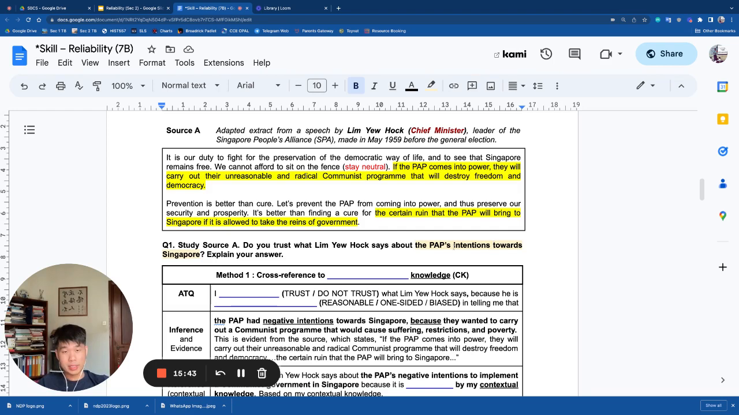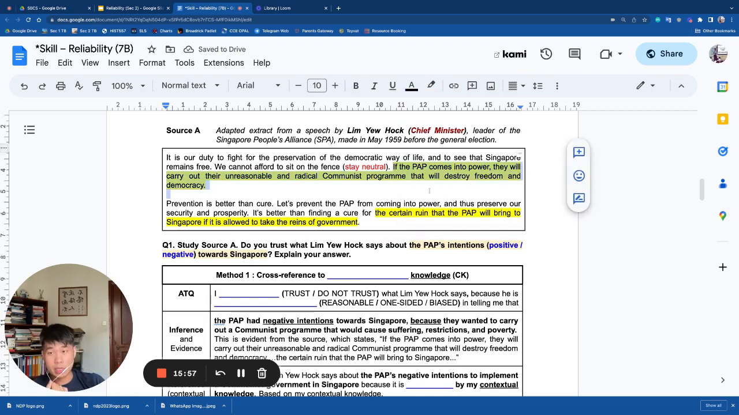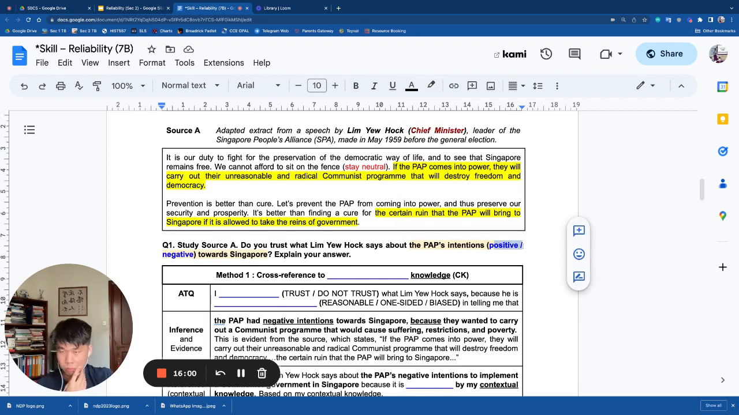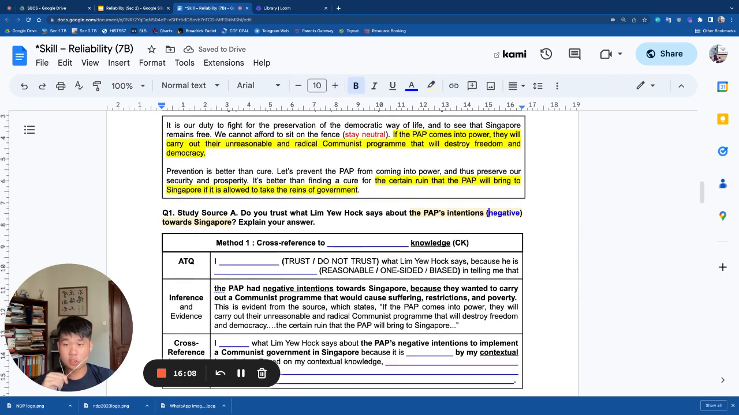So, what are the PAP's intentions, right? When we think of the word intentions, we can think of positive or negative. So in this case, the inference is quite clear, right? Lim Yew Hock thinks that the PAP has a negative intention towards Singapore, and so I've put the inference out here. The PAP has a negative intention towards Singapore because the PAP wants to do a communist program that causes suffering, restrictions, and so on. Lim Yew Hock has said all these things, right?